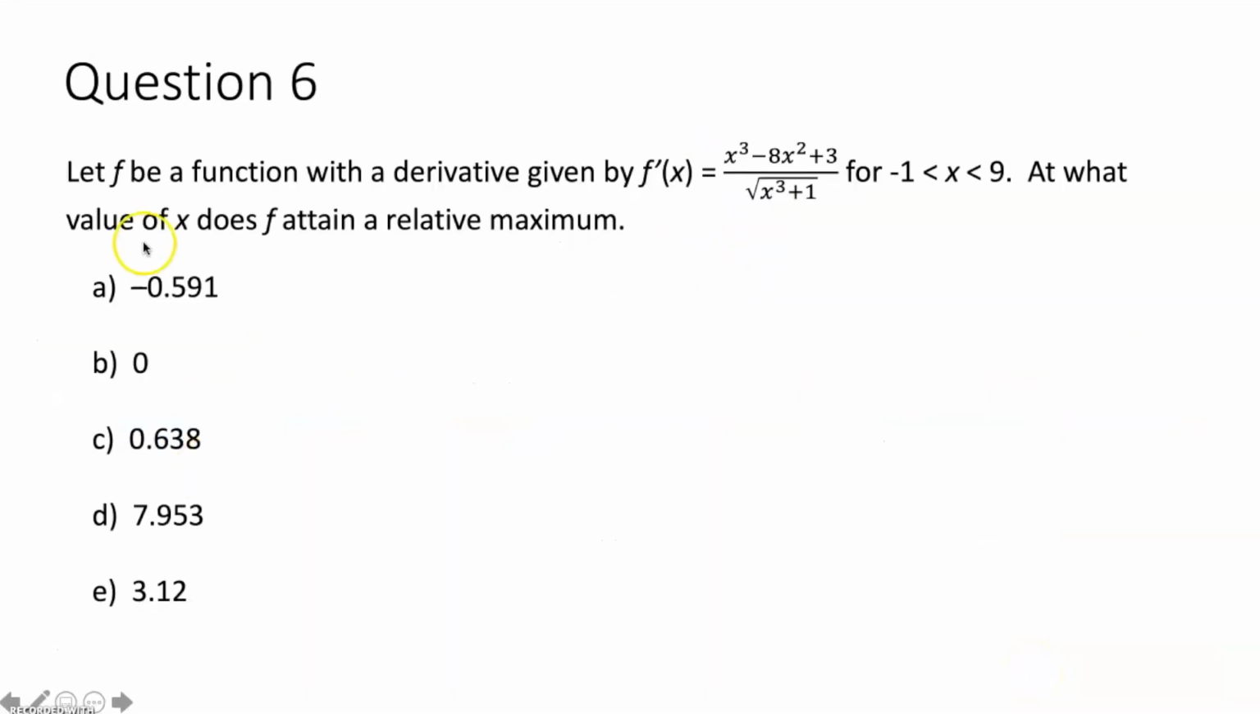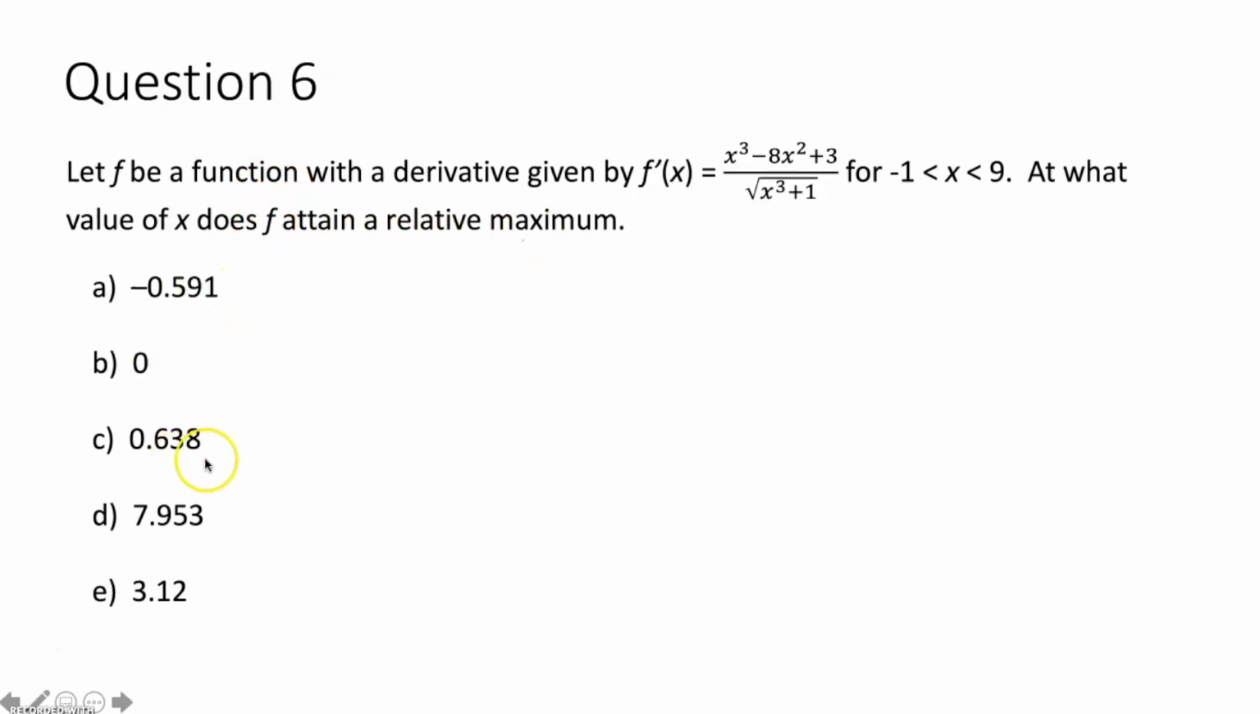Now question 6 says let f be a function with a derivative given by f prime of x is equal to x cubed minus 8x squared plus 3 over the square root of x cubed plus 1 for -1 less than x, which is less than 9. At what value of x does f attain a relative maximum? Now take a look at what we're given. We're given the derivative of our function, and we're asked where the original function has a relative maximum.